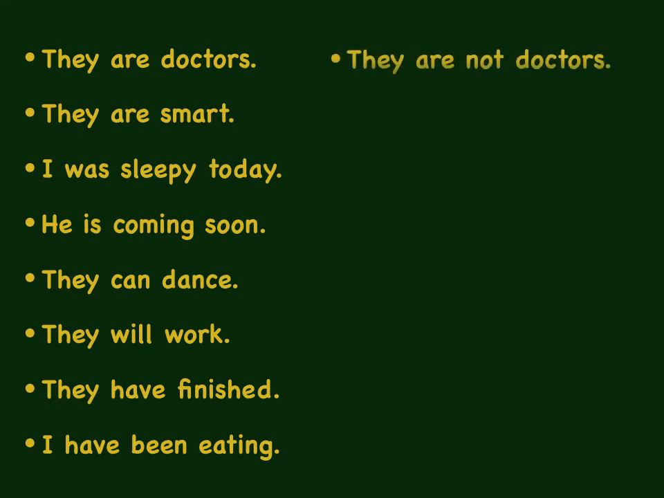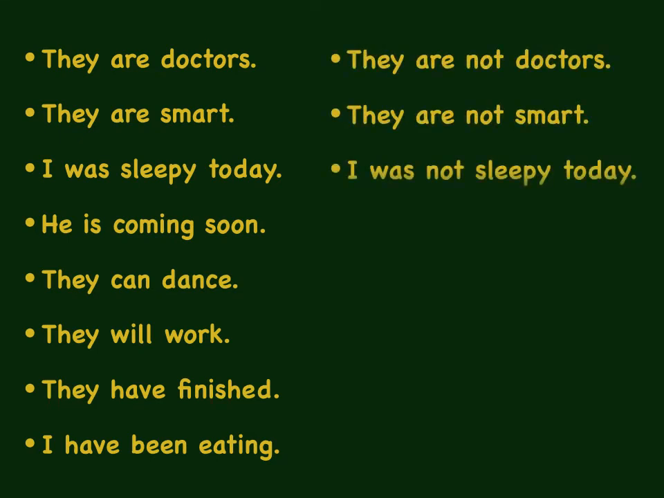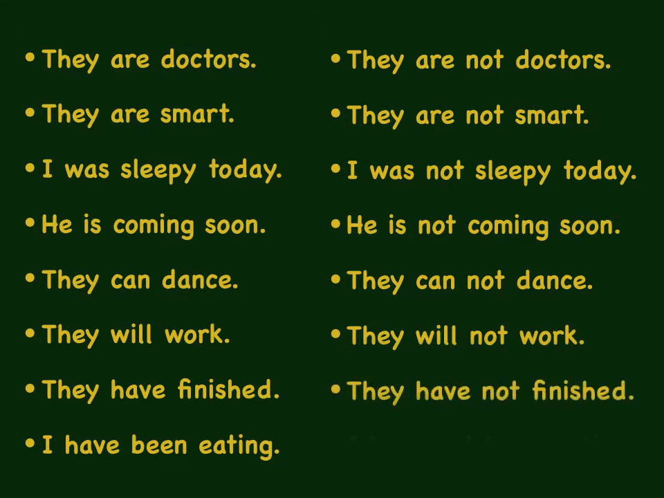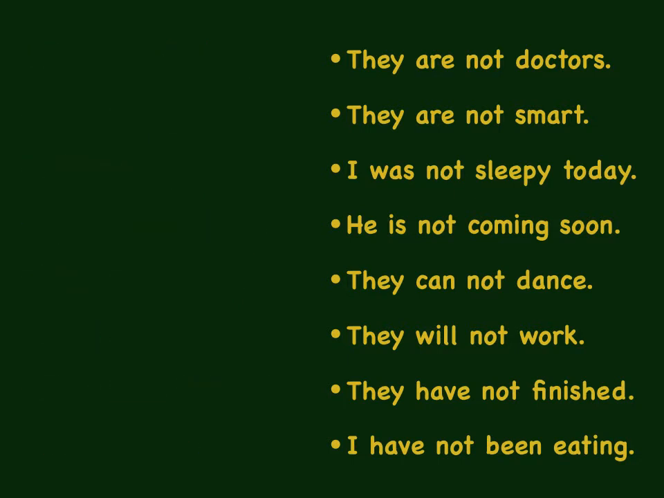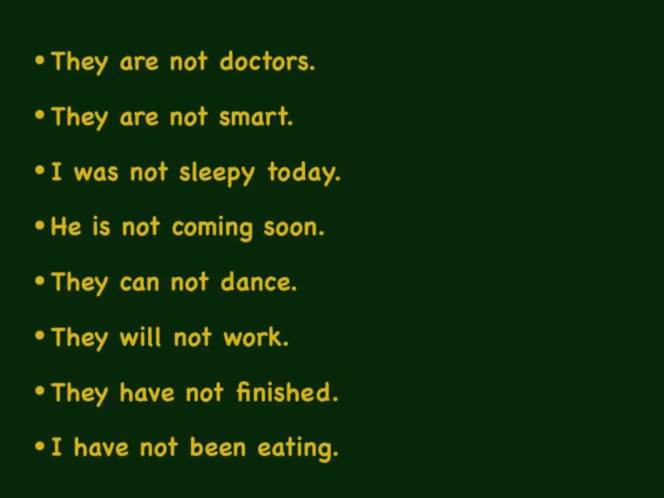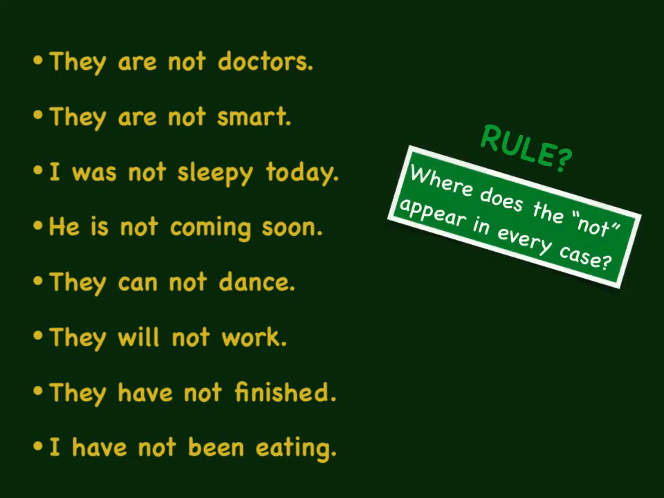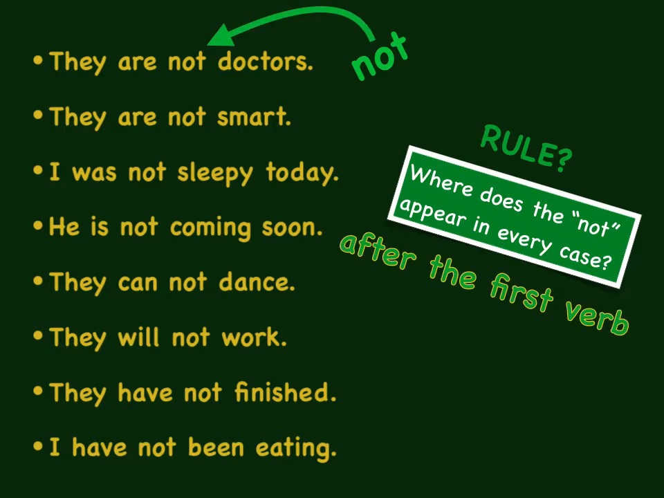Here, the simple sentences are on the left, and the negative sentences are appearing on the right. Okay. Now, if we want to make a rule about where to put the word not in a sentence, what could that rule be? Pause the video if you want some time to think about it. If you look carefully, you see that the word not appears in every case after the first verb. That's the simple rule.